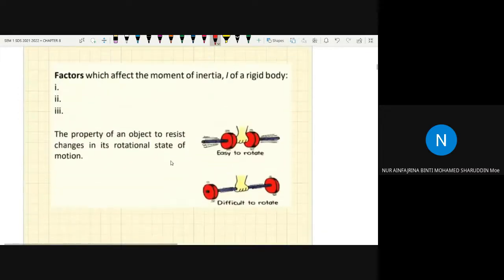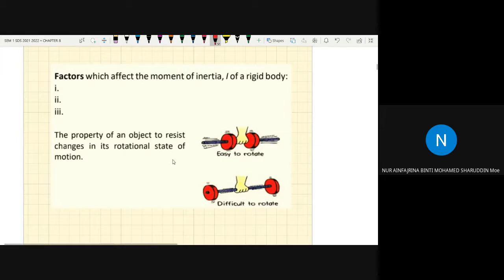Now we are going to see factors which affect the moment of inertia of a rigid body. Sekarang kita nak tengok ada 3 faktor yang akan affect moment of inertia of a rigid body. The first factor is the mass of the body. The second one is the shape of the body, of the rigid body. For example, shape dia boleh jadi apa tau? Boleh jadi sphere. Boleh jadi silinder. Boleh jadi ring.